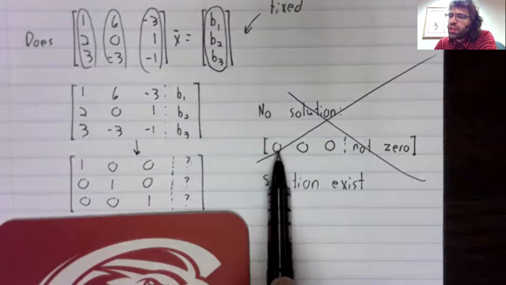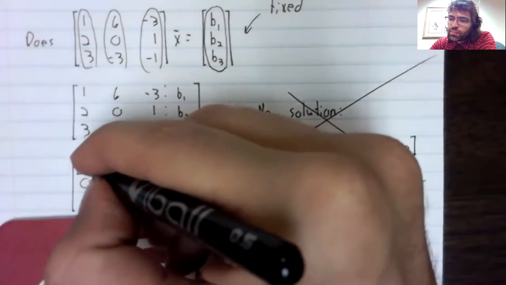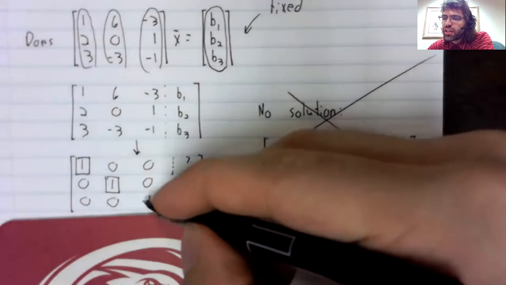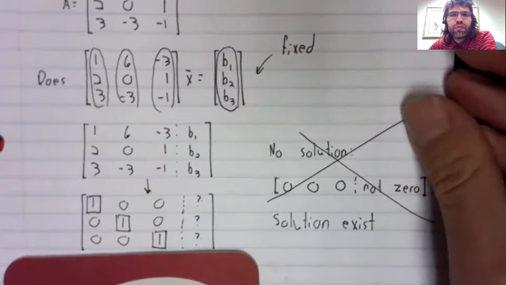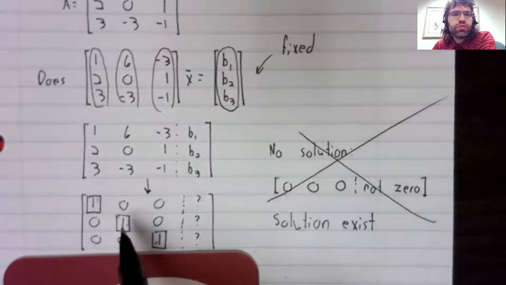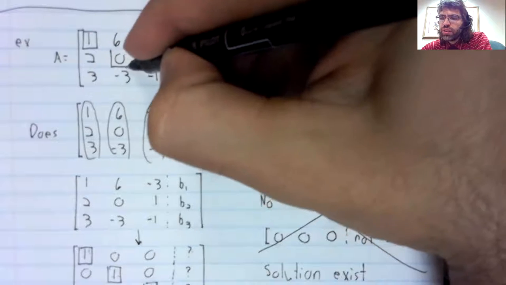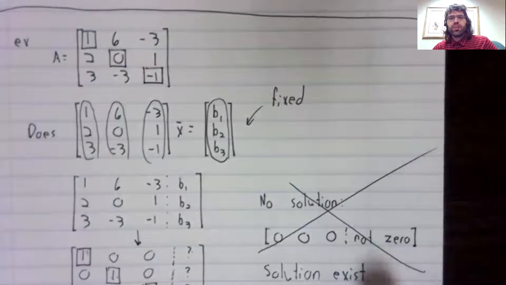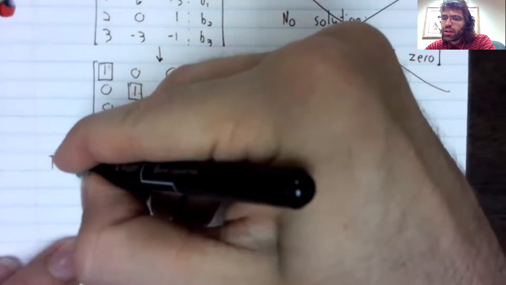Now, the reason we didn't have a row that looks like this is because of that one in the first row, that one in the second row, and that one in the third row. Notice that after we performed Gauss-Jordan elimination, these ones are leading entries. In other words, this is a pivot position. This is a pivot position. This is a pivot position. And we've seen a special case of the following theorem.